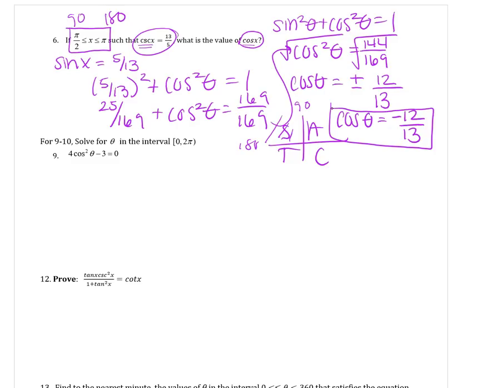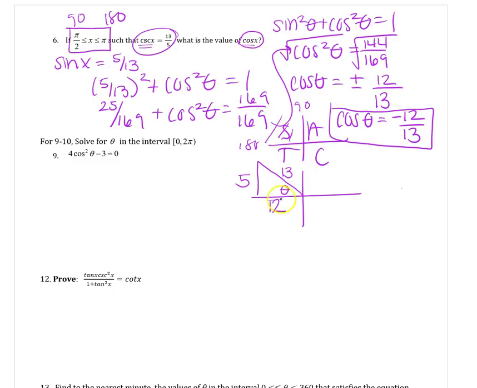Now, technically, it didn't tell me I had to use the identities. So if this was a test question and I don't want to use the identities, we can just draw a triangle in quadrant 2. So here's your triangle in quadrant 2. If sine of x would be 5 over 13, that's opposite over hypotenuse. Using the Pythagorean theorem, I can solve for this missing leg, which would end up being 12. This is also a 5, 12, 13 Pythagorean triple, which some of you may recognize.